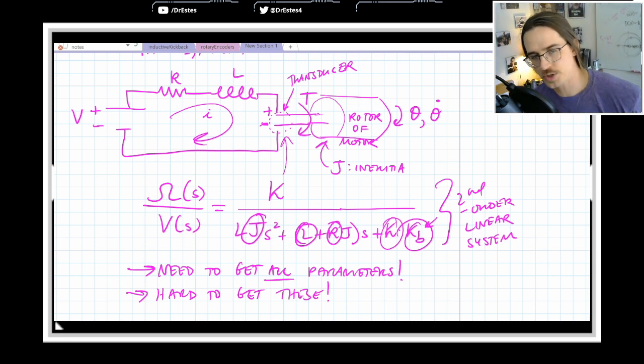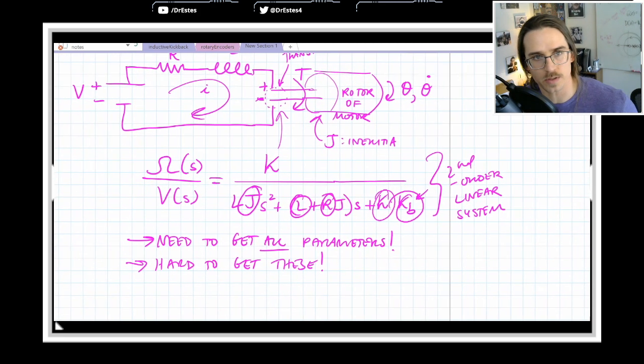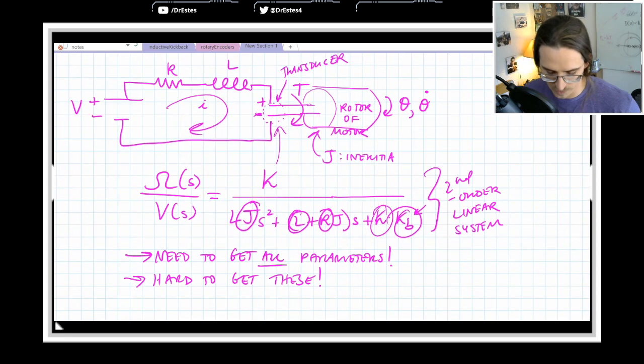So we have an alternative way of getting a model. And it's based on using experiments. I mean, you'd have to use experiments to get these parameters anyways, and use this modeling approach. But I'm talking about a different type of experiment that directly gives you a model without having to measure these specific parameters.